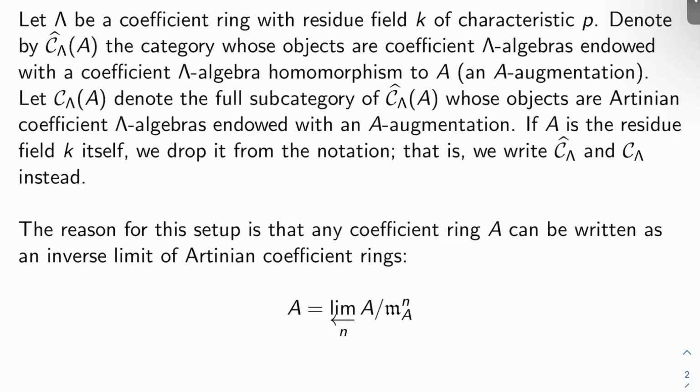The reason for this setup is that for any coefficient ring A, we can write it as an inverse limit of Artinian coefficient rings, so things in that full subcategory, by just writing A as the inverse limit over n of A mod m_A to the n, where m_A is the unique maximal ideal of A.